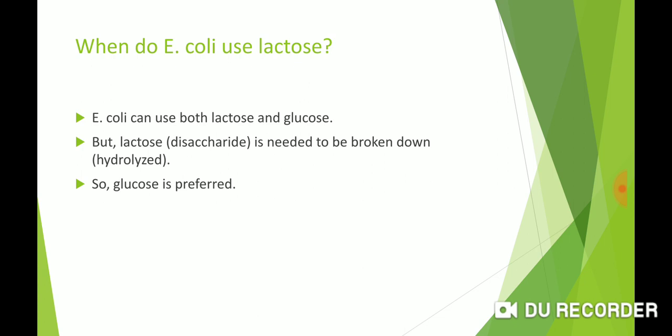Now, when does E. coli use lactose? It's obvious that when glucose is not present, or is at a minimal level, E. coli can use up lactose. But keep in mind that lactose is a disaccharide, so it needs to be broken down or hydrolyzed into glucose, and glucose is the preferred sugar of E. coli cells.